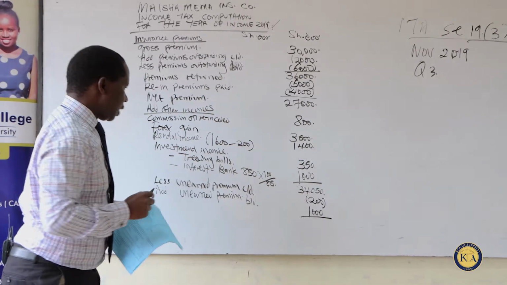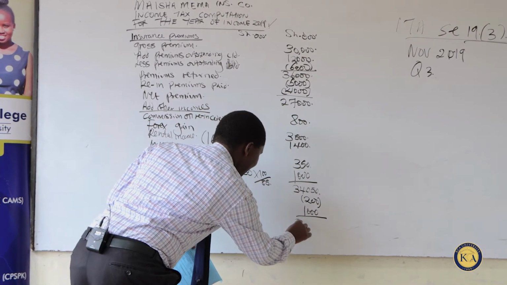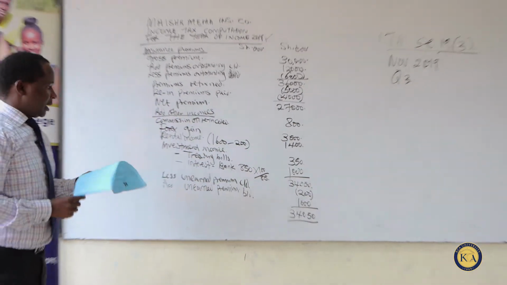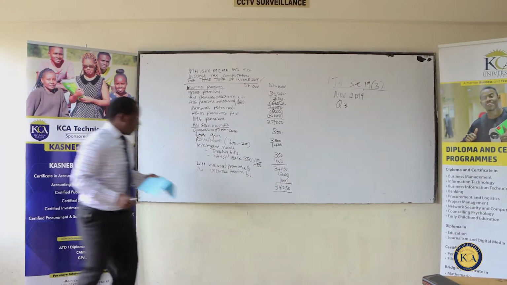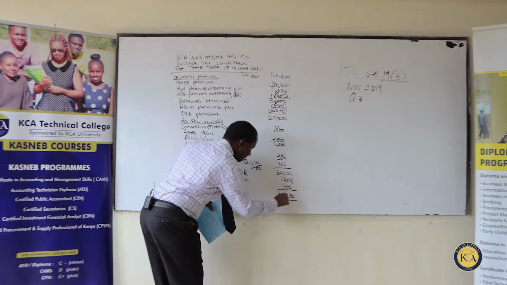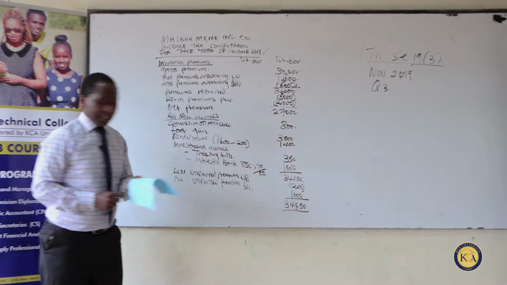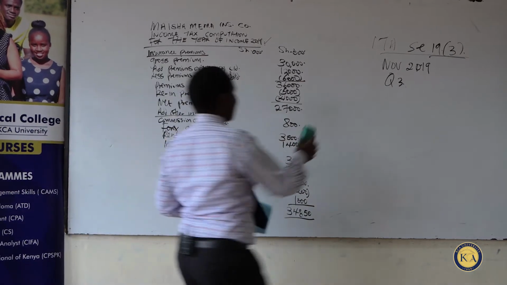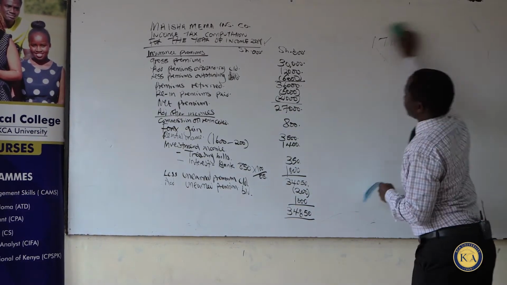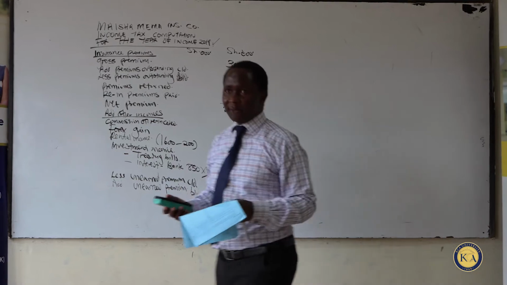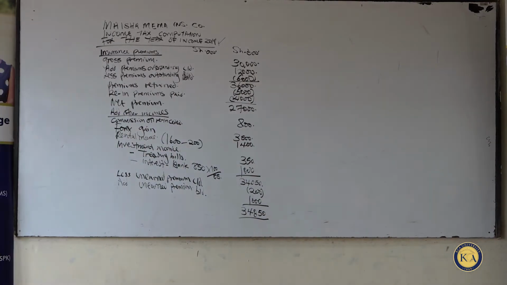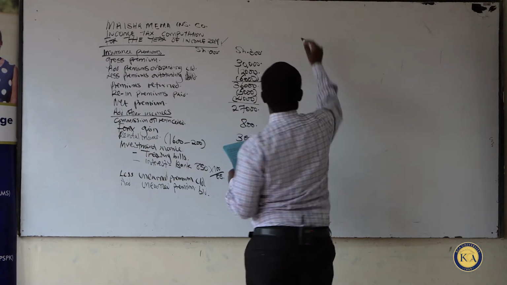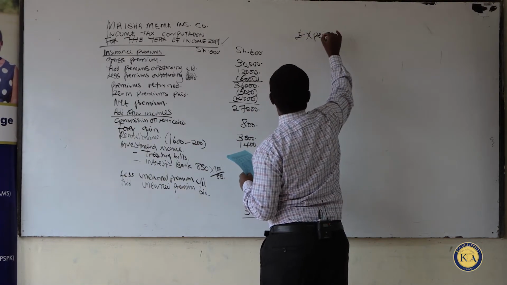So, considering this, we'll arrive at 34,050. These are our incomes. Those are our incomes. 34,050 will become 34,850 because of the 800 over there. So moving on, we now have to determine our expenses. Our expenses for the year. Only the allowable.